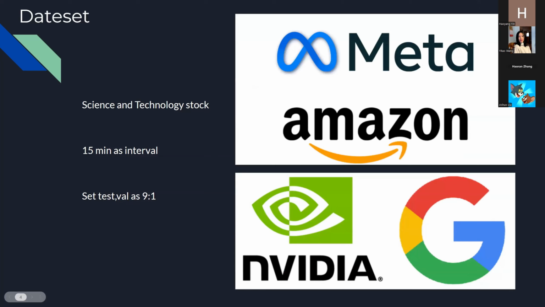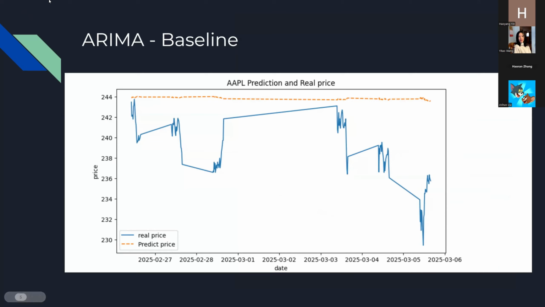Okay, and in the following part, we will use the datasets of science and technology stock markets as our training and validation dataset. We first select 15 minutes as the interval, and then we set the training dataset and the validation dataset at a 90% and 10% ratio. And here are our baseline results.